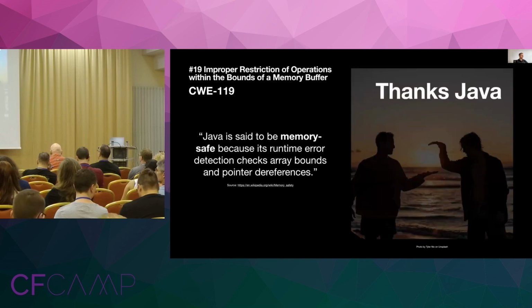Number 19, improper restriction of operations within the bounds of a memory buffer. This is one of those vulnerabilities where we can say thanks Java, because Java is memory safe, and it handles these types of coding errors for us, so we don't have to worry about them.